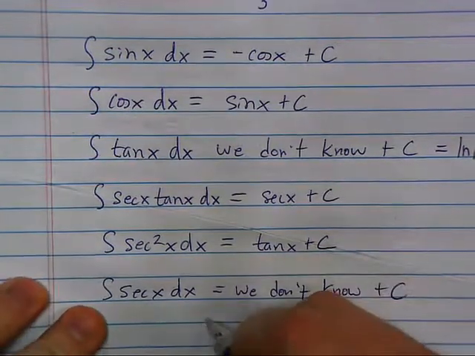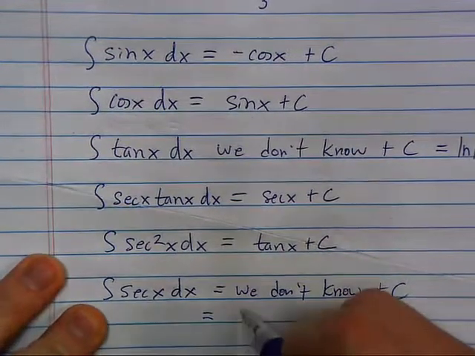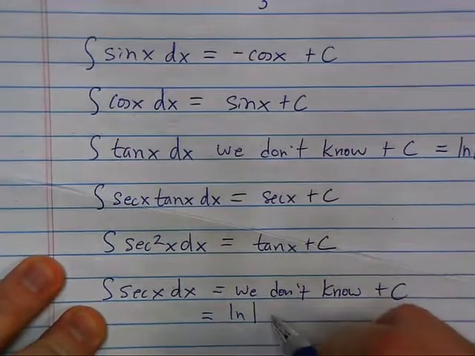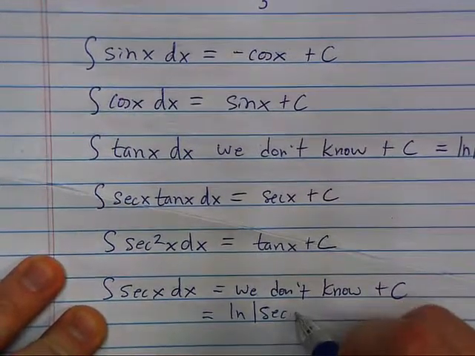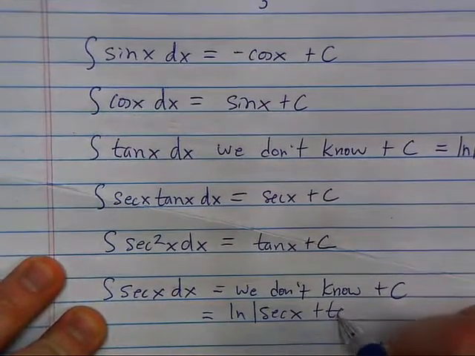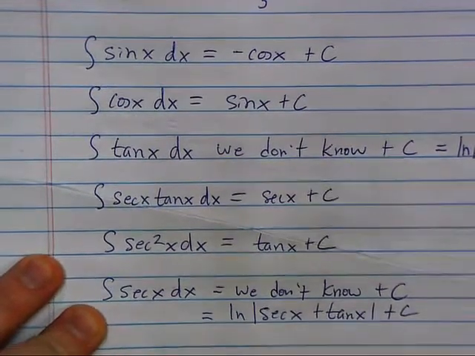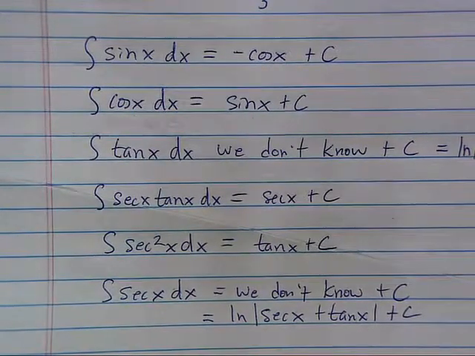The antiderivative of secant, I believe, becomes the natural log of the absolute value of secant x plus tangent x. It's so clear once you see the answer, right? It clicks, you know?